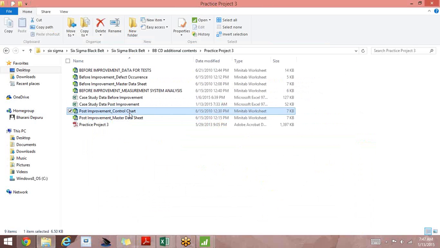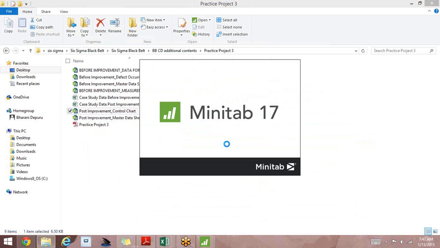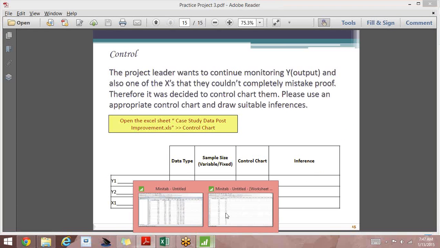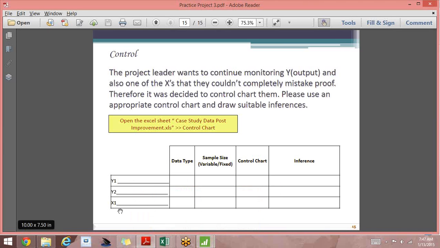Okay, so let me open this post improvement control chart Minitab file. We'll just do it quickly. Should not take much time. We'll do IMR and this. In that way, you also look at one critical input. They would have given in that Minitab file itself what is that one input X which they could not mistake proof. If you cannot mistake proof, you have to somehow monitor it, either by doing audits or using control chart. If you cannot mistake proof it, then the next best thing is you use control chart.